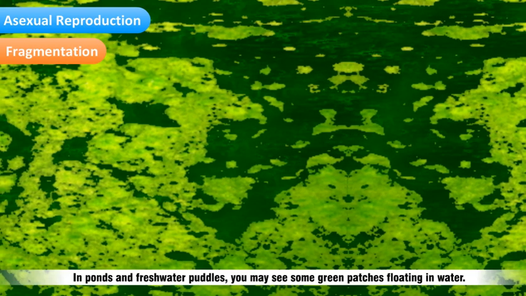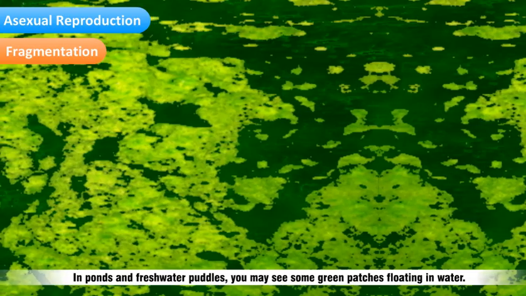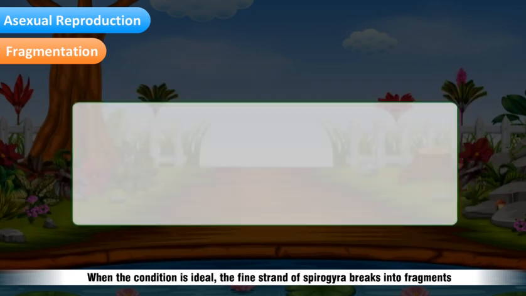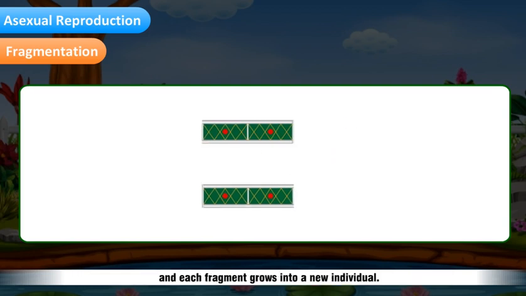Fragmentation. In ponds and freshwater puddles, you may see some green patches floating in water. Spirogyra, a common freshwater green alga, reproduces by fragmentation. When the condition is ideal, the fine strand of Spirogyra breaks into fragments and each fragment grows into a new individual.